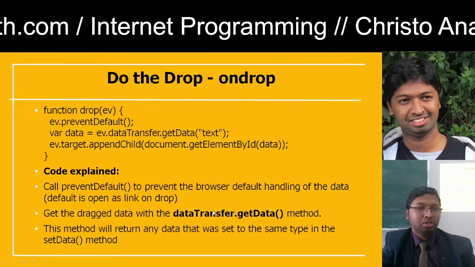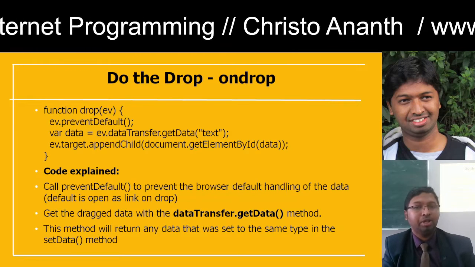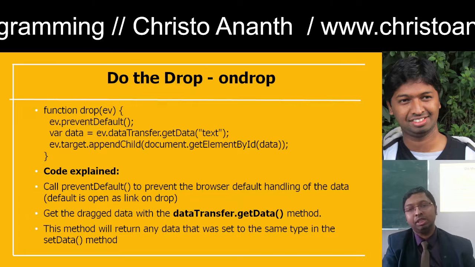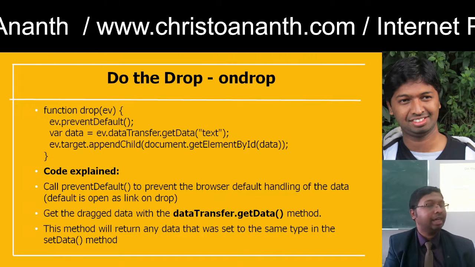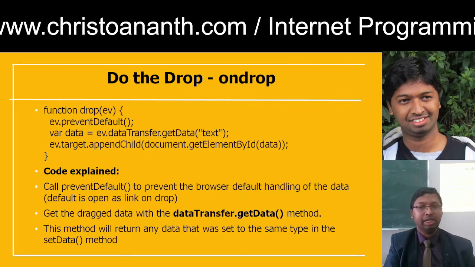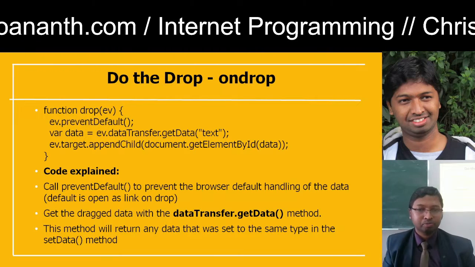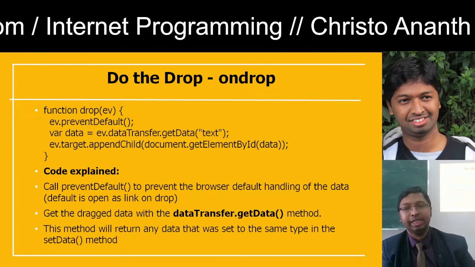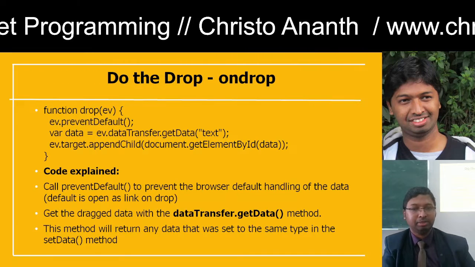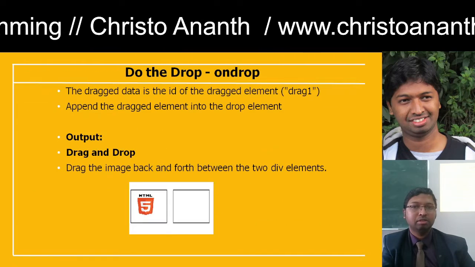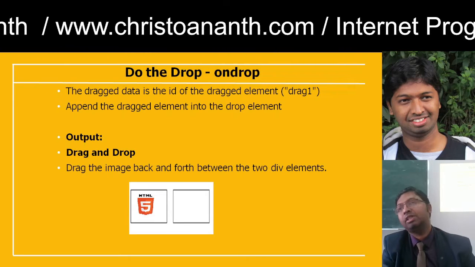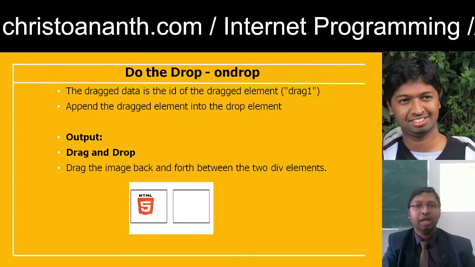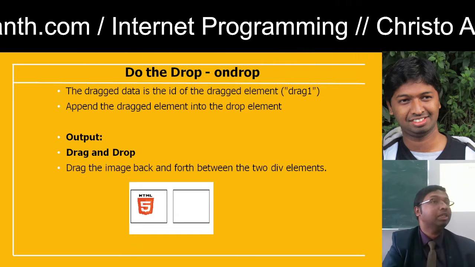Okay, so you call preventDefault to prevent the browser's default handling of the data. Get the drag data with the dataTransfer.getData method, and it will return any data that was set to the same data type in the setData method. The drag data is the id of the drag element, drag one, and you append the dragged element into the drop element.